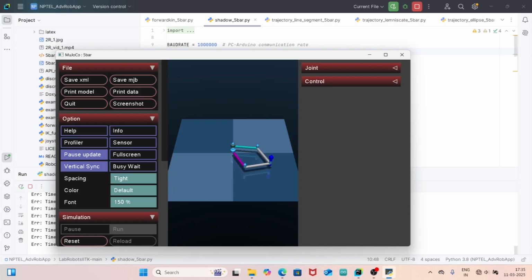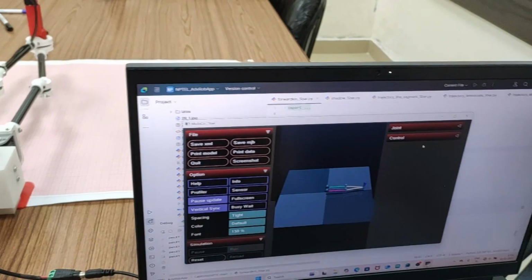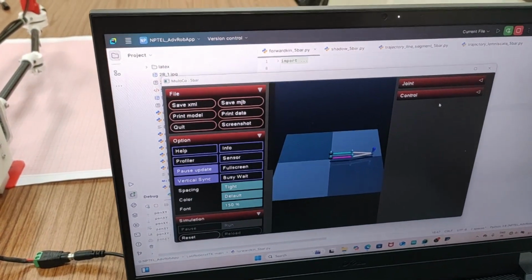So what we'll do is, this is some kind of teaching. Here we have brought it to this position, and then we can store this position. This is the second task that we are doing.